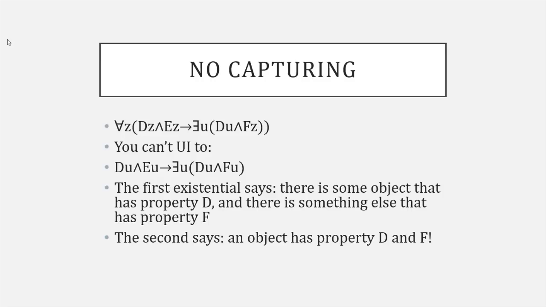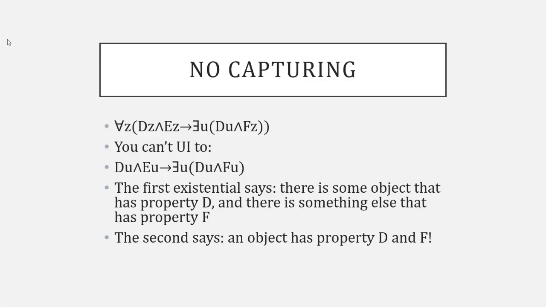So the first sentence there says, for all things, let's call them Z, if they've got property D and they've got property E, then there exists something that has property U, and that Z thing has property F. So the thing that you plug in for Z and the thing that you plug in for U can be totally different objects in the first sentence. There's nothing in the first sentence that says that they are either the same or different objects. It makes no claims about that.